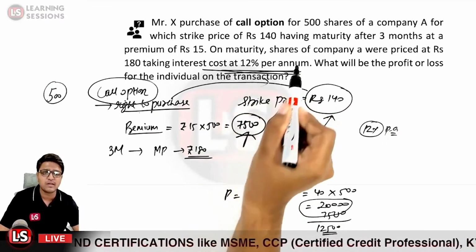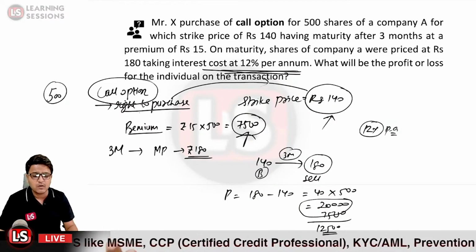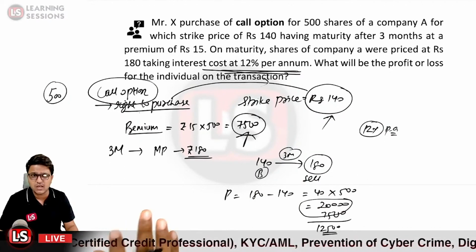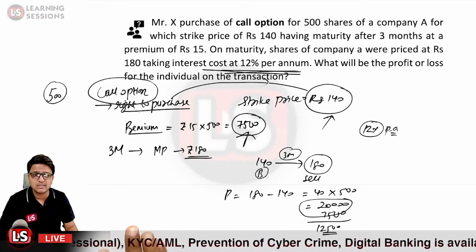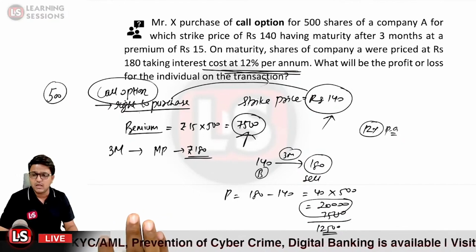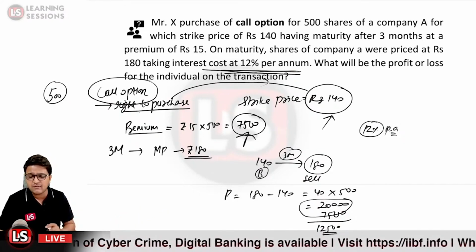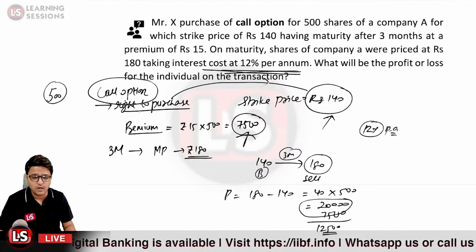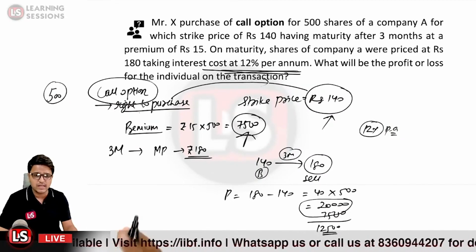Now, what does this cost relate to? It is basically that particular amount which is charged on the strike price. The interest cost is given to be 12% per annum. And I have held the option for how many months? We have held the option for 3 months, that is for 1 quarter.